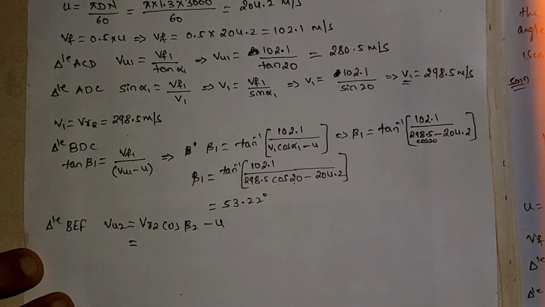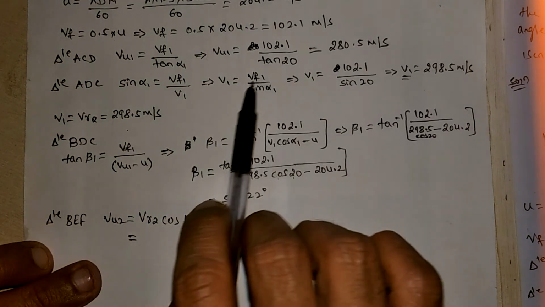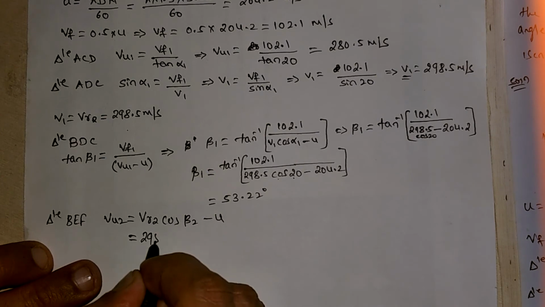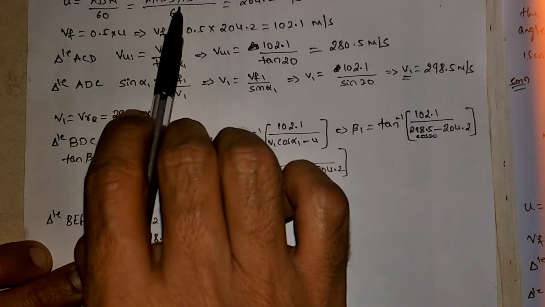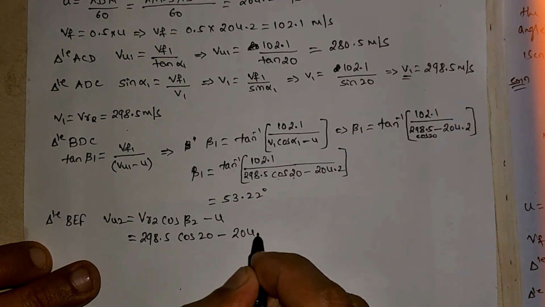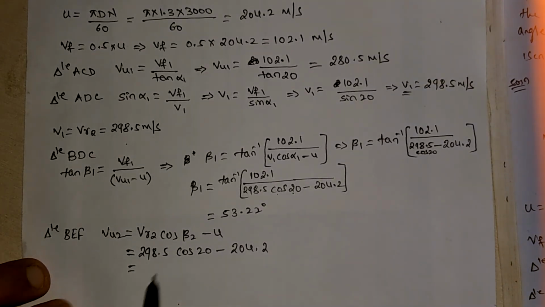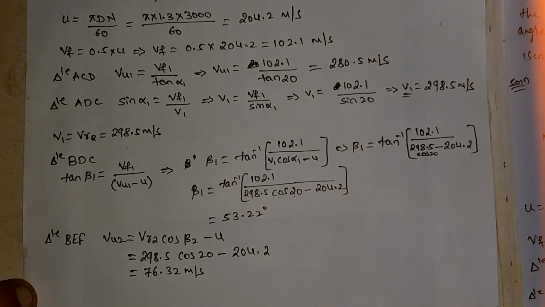We have obtained the value of VR2. So how much is VR2? VR2 is 298.5 into cos of 20 minus u. We already know the value of u here, 204.2. If you do the calculation, we will get the value of Vu2 as 76.32 meters per second, right?